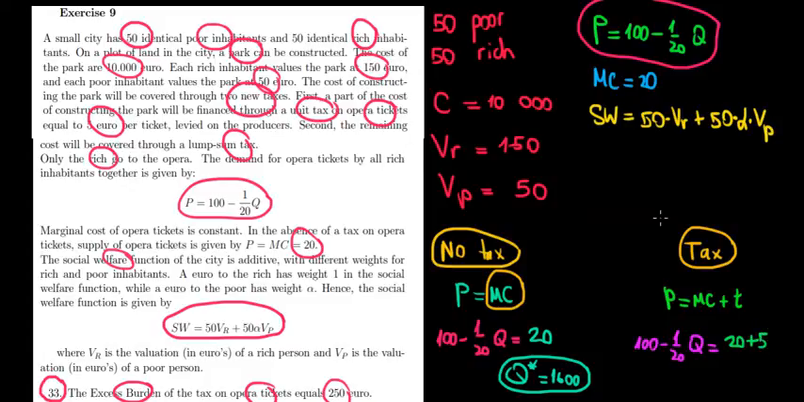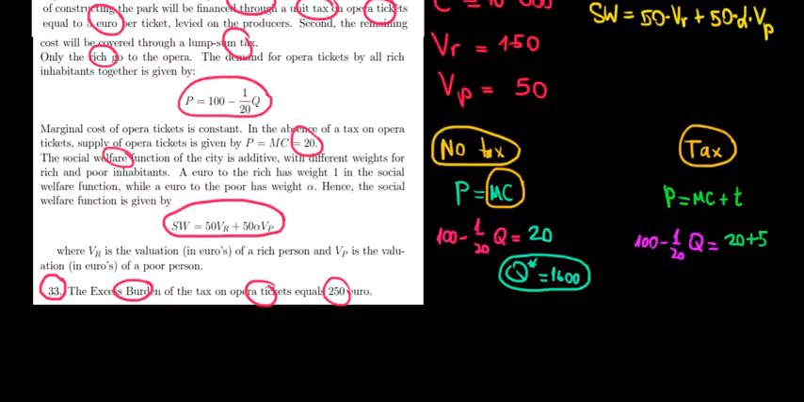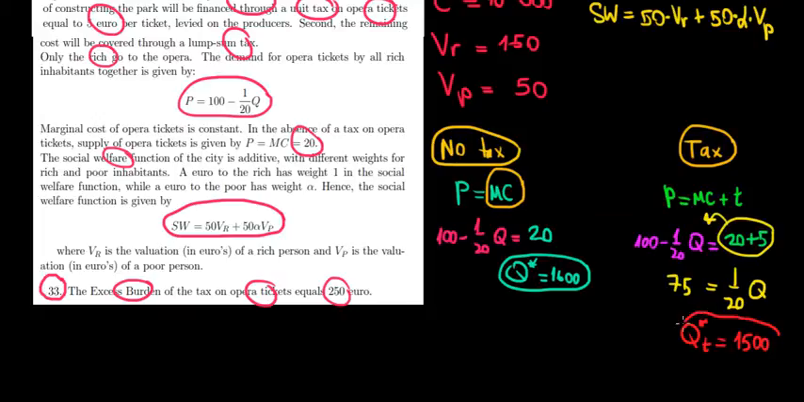So what do we have? 100 minus 1 over 20q equals 25. We take 25 to the other side, that becomes 75 equals 1 over 20q, and the equilibrium quantity after the tax would be equal to 1500 units. So we got that. Now we can see that the quantity traded on the market decreased by 100.